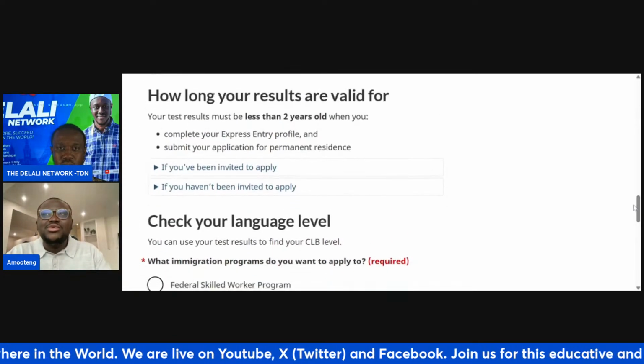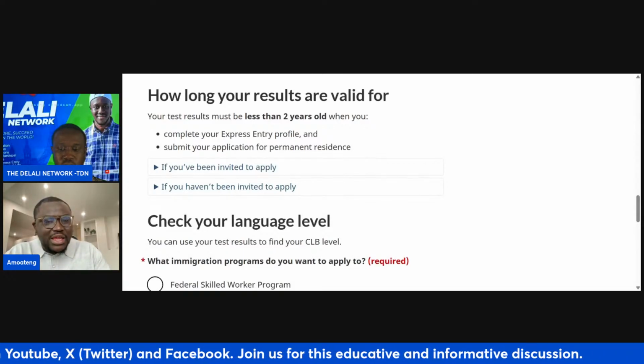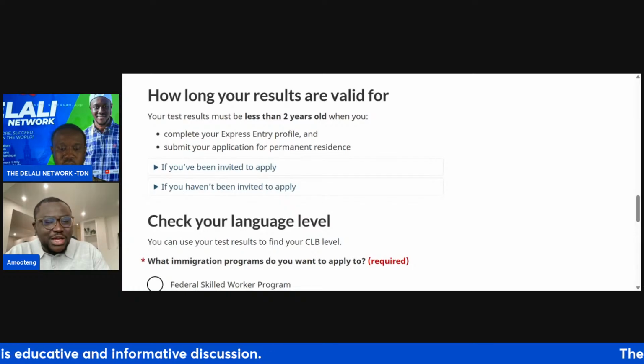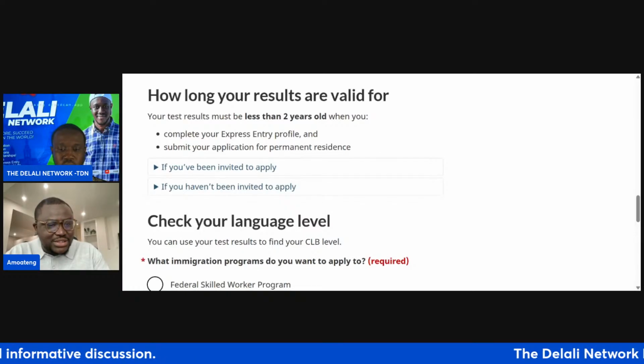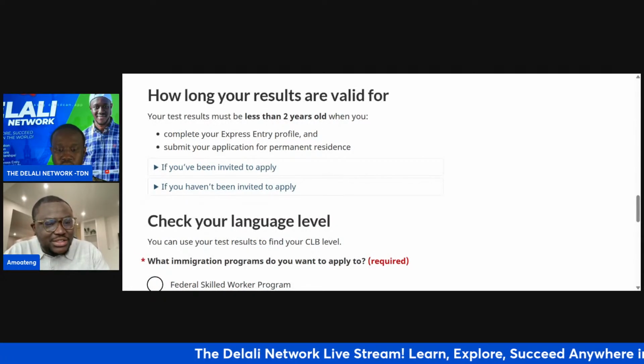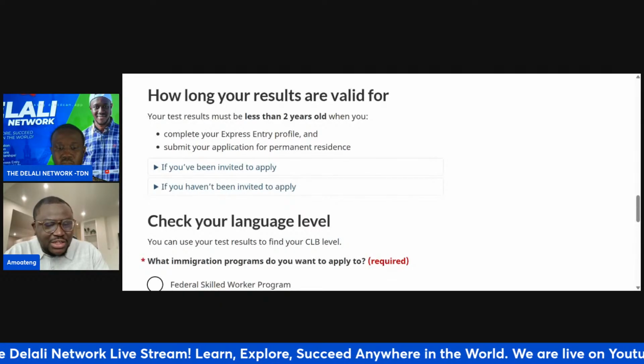For example, some people may submit their profile and their exam results may expire. If it expires, you need to rewrite it and then update your profile. So at every point in time, you have to make sure that your exam result is still valid.